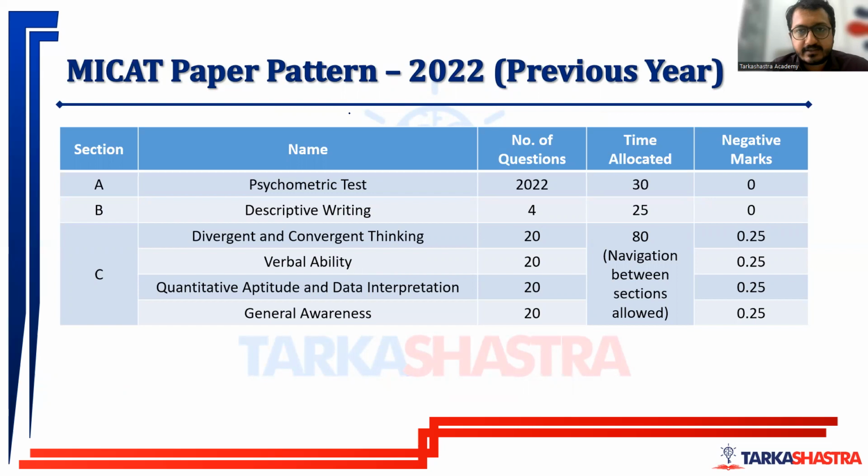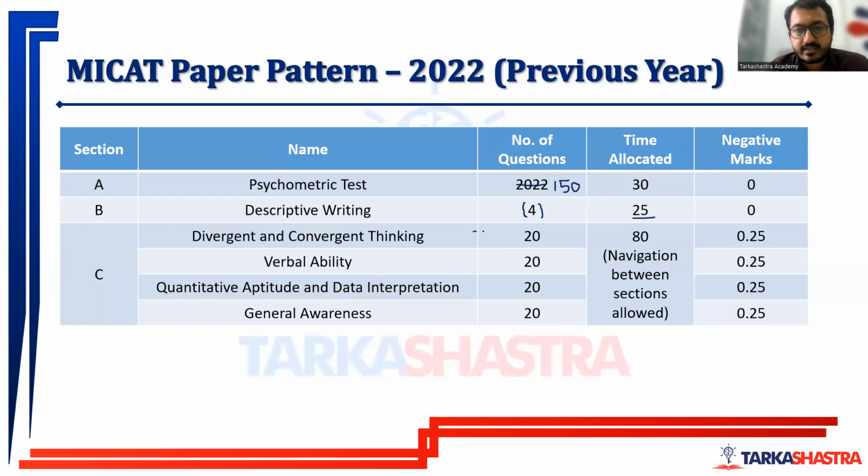First is the psychometric test. Number of questions are 150. Okay, so by mistake I have written 12022. Number of questions in the psychometric test are 150. Time allocated is 30 minutes, and there is no negative marking here. Then you have descriptive writing, where you will have to write essays on 4 topics in 25 minutes. Again, no negative marking. And then the third section, which is section C, has divergent and convergent thinking, verbal ability, quantitative aptitude and data interpretation, and general awareness.